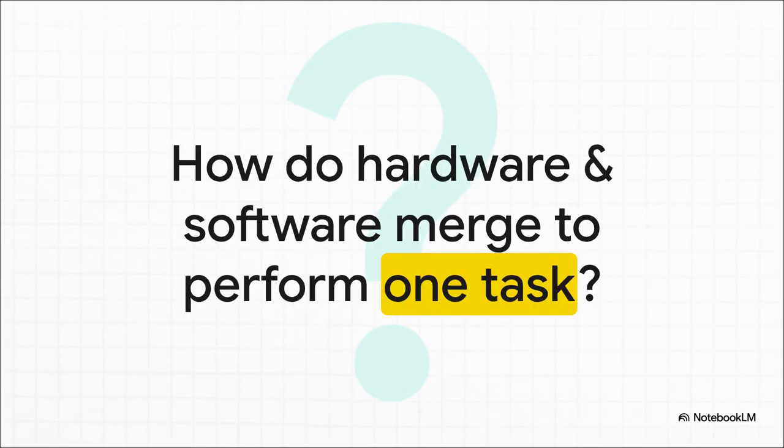I want you to think about this question for a second. How exactly do raw physical hardware gates and lines of digital code merge to perfectly execute just a single, dedicated function? Well, that question is the very heart of embedded systems. Over the next few minutes, we're taking a top-down journey. We'll start at the physical hardware, move up through the operating system, and go all the way to the code abstractions that tie the whole shebang together.